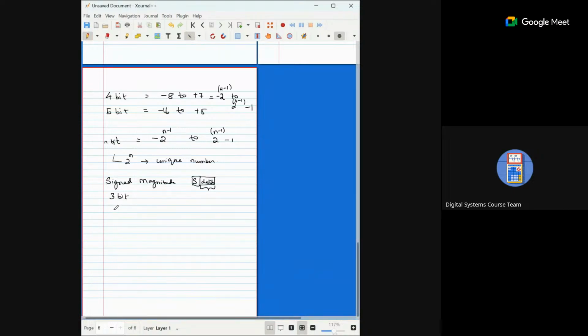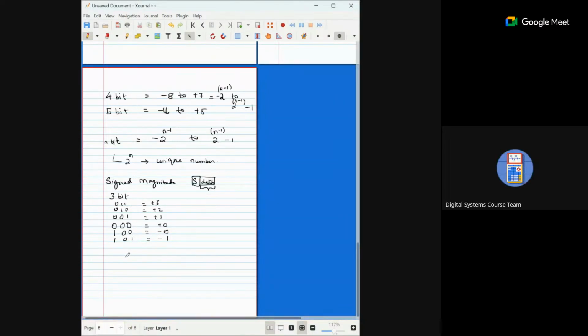and the remaining 2 bits are for your data representation. In this case, 0 0 0, with the sign bit 0, means +0. 0 0 1 is +1, 0 1 0 is +2, 0 1 1 is +3. Similarly, at the bottom side, 1 0 0 is expected to be -0, and 1 0 1 is equal to -1, because of the sign bit. This is signed magnitude representation.